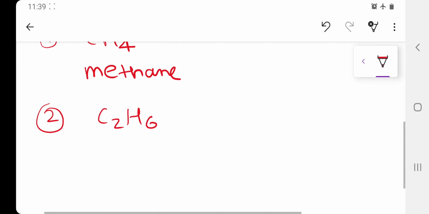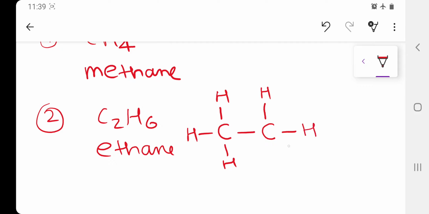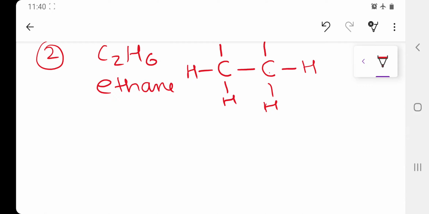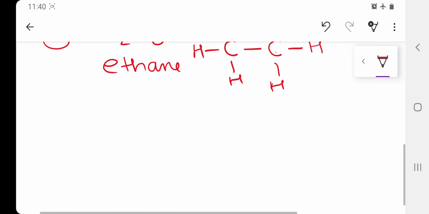Then it is C2H6, that is ethane, and the representation of ethane, as we discussed in previous lectures, is carbon carbon single bond. Then this carbon will have 3 valencies with H, and this carbon 3 valencies with H. Then it becomes C2H6. This methane and ethane can only be represented in only one way, the way I am showing. Then the next, 3 carbon alkane, is propane.